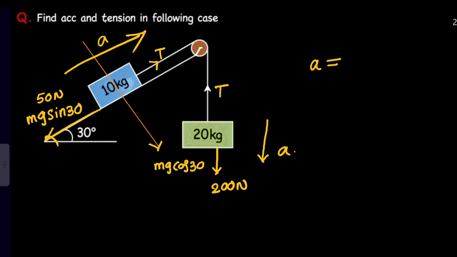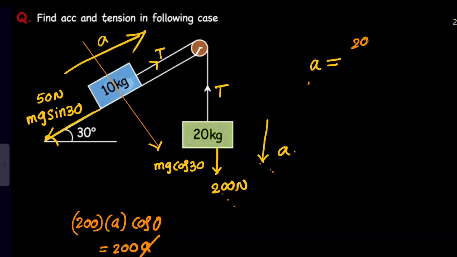Now we should take the dot product between the 200 and A. Are both in the same direction or opposite direction? So 200 into A into cos 0. What is this angle here? It is 0. So this value will come to 200 into A. We are finding A only, so remove A. How much is left? So that means 200.